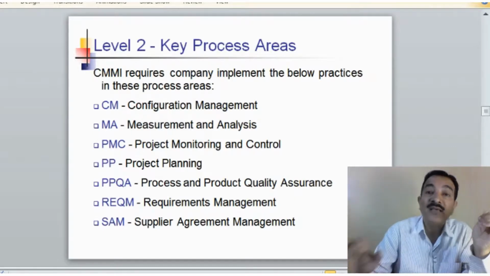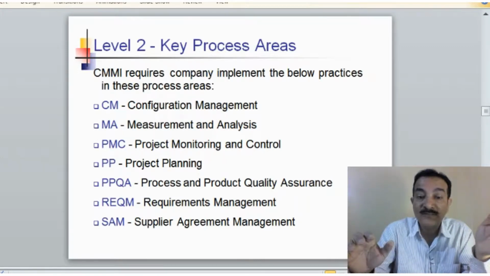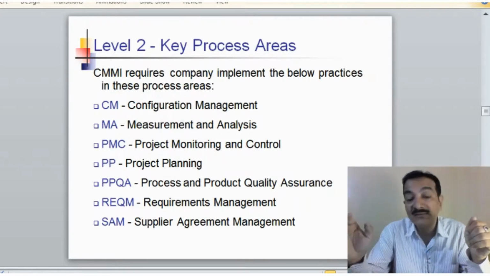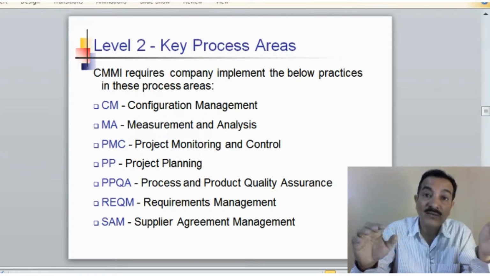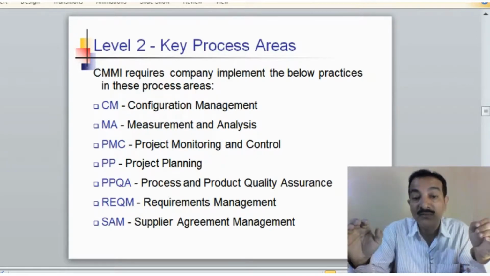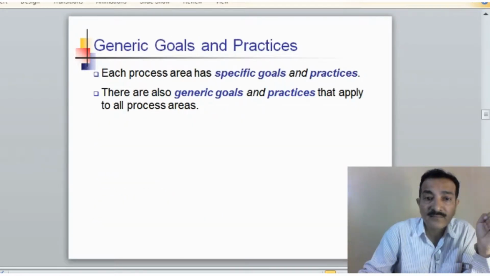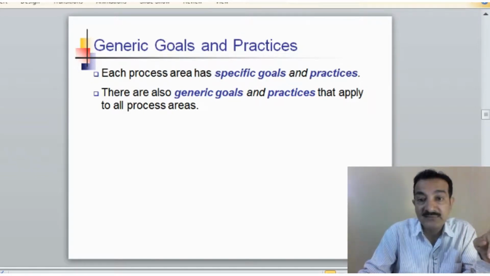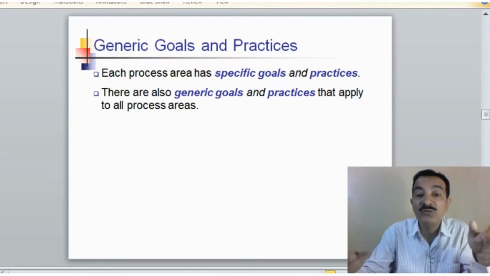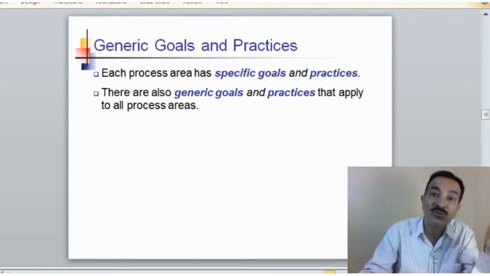The key process areas of level 2 are configuration management, measurement and analysis, project monitoring and control, project planning, process and product quality assurance, requirements management, and supplier agreement management. Now, each of these process areas has specific goals and practices. And at level 2, you also have generic goals and practices, which apply to all these processes.